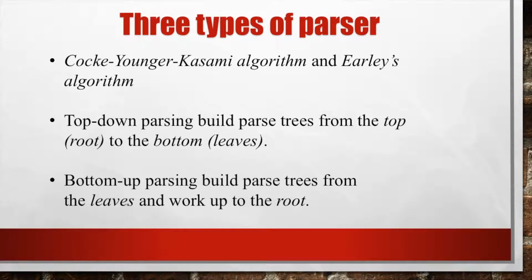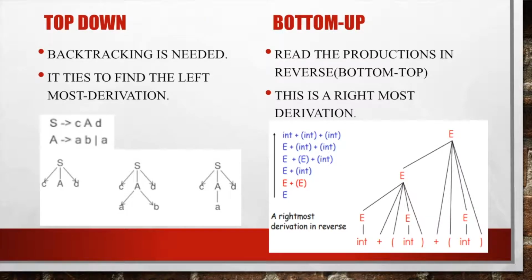As the name itself suggests, top-down parsers build parse trees from the top, which is the root, to the bottom, which is the leaves. The same goes for bottom-up parsers. They build parse trees from the leaves and work up to the root. So, take a look at this example. Top-down parsers use backtracking. They try to find the leftmost derivation.